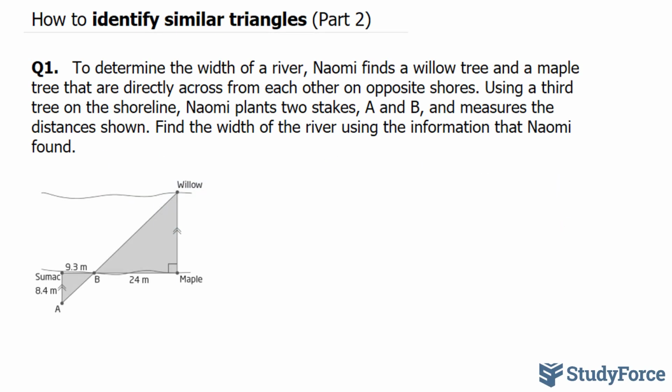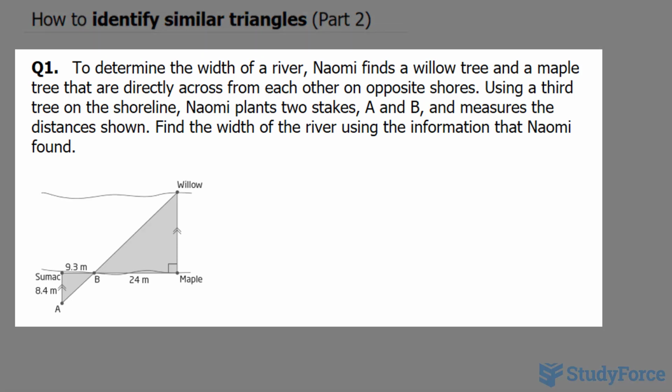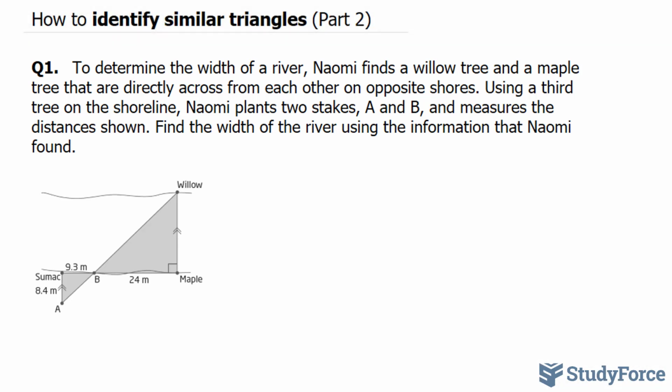In part 2 of this lesson, I'll show you 2 more examples on how to identify similar triangles. The first question reads, to determine the width of a river, Naomi finds a willow tree and a maple tree that are directly across from each other on opposite shores. Using a third tree on the shoreline, Naomi plants 2 stakes, A and B, and measures the distance as shown. Find the length of the river using the information that Naomi found.